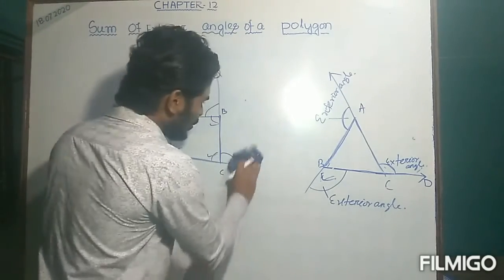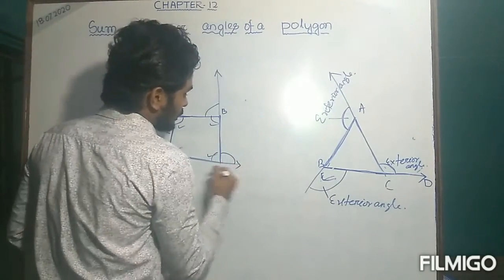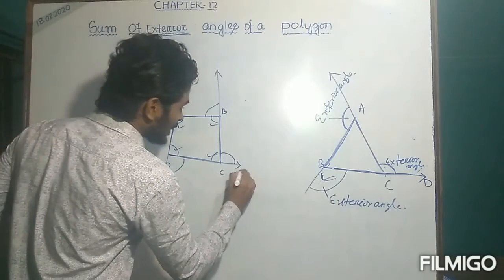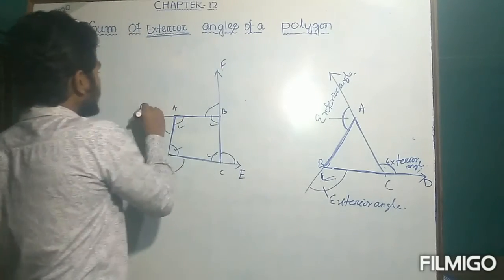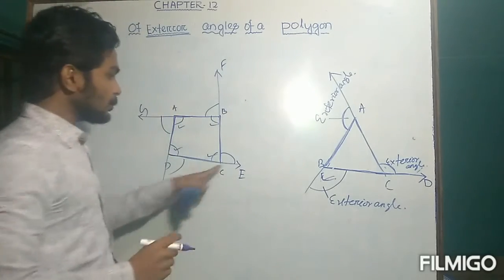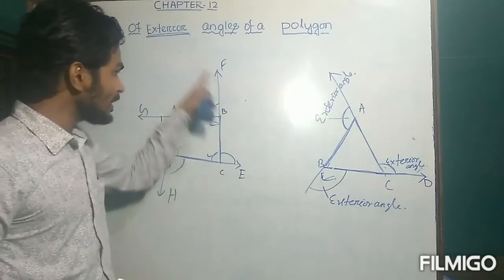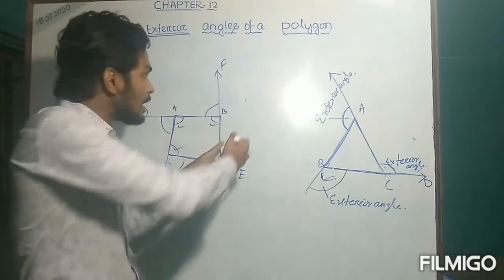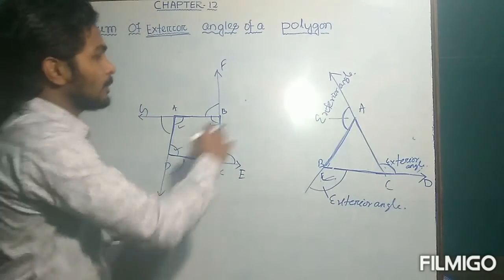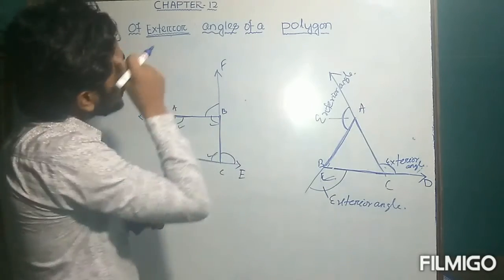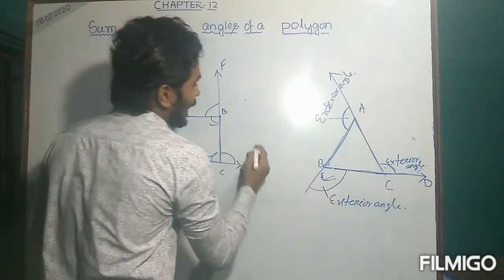So now we will draw another polygon. Suppose we name it: this is E, this is F, this is G, this is H. You should name these points chronologically, that means serially, uniformly. Suppose now we will draw a pentagon.